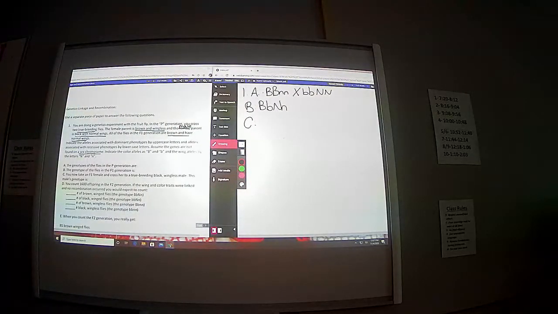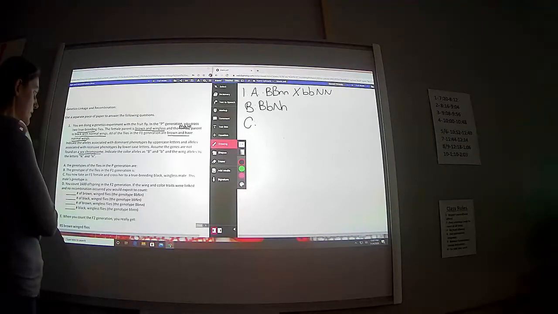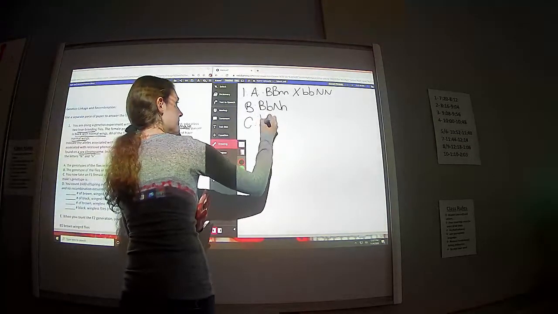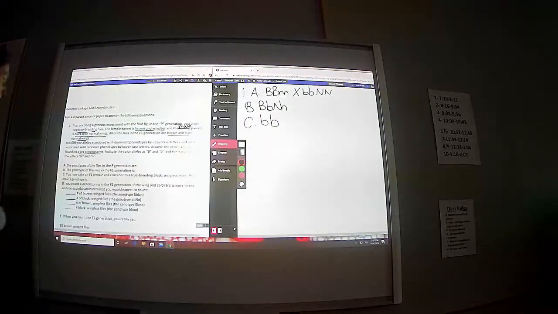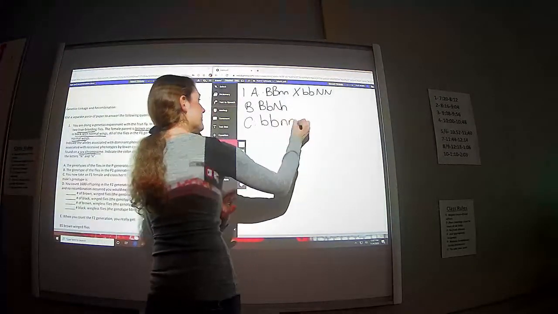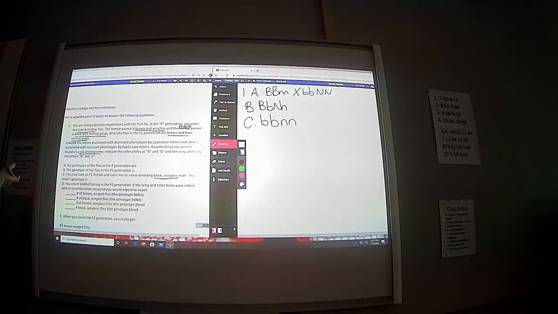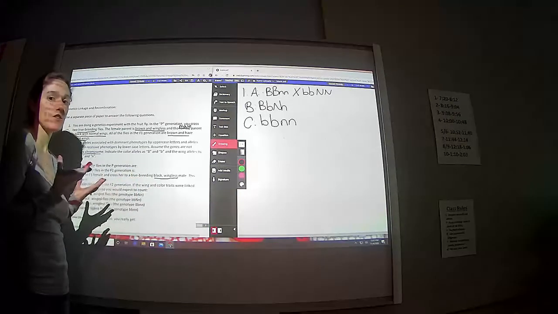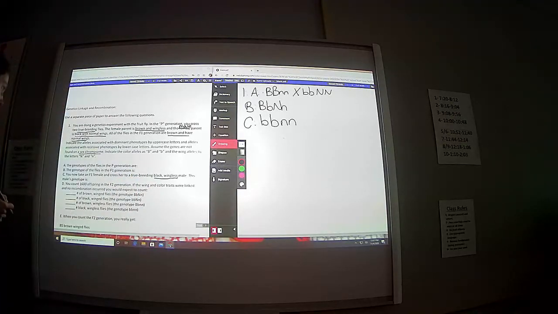You now take an F1 female and cross her with a true breeding black wingless male. This male's genotype is, so he is black. We know that black is recessive. And he is wingless, which is also a recessive trait. So even if they didn't tell us that he was true breeding, it wouldn't have mattered because his genotype is all recessive, so he has no option but to be homozygous and recessive.